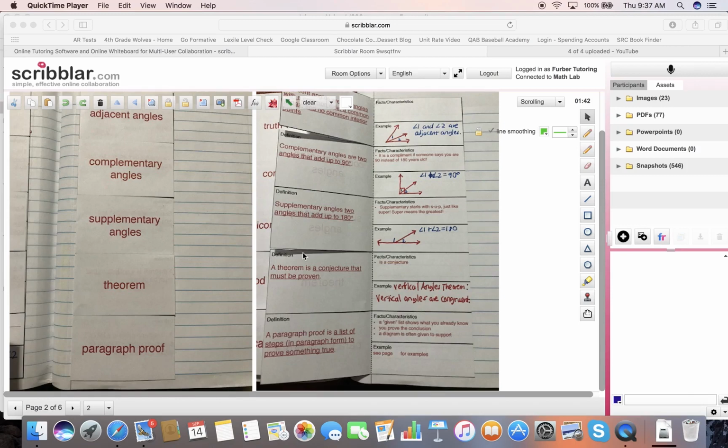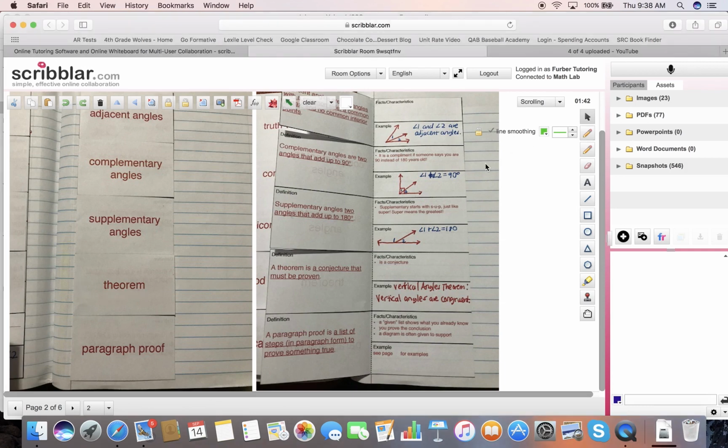The last part of lesson 2.5 starts to introduce the idea of proofs. And in this particular chapter, they're going to talk about paragraph proofs. Later, we're going to learn about two-column proofs, and those are a lot easier. So the last two definitions we want to go over is what it is that we're proving.